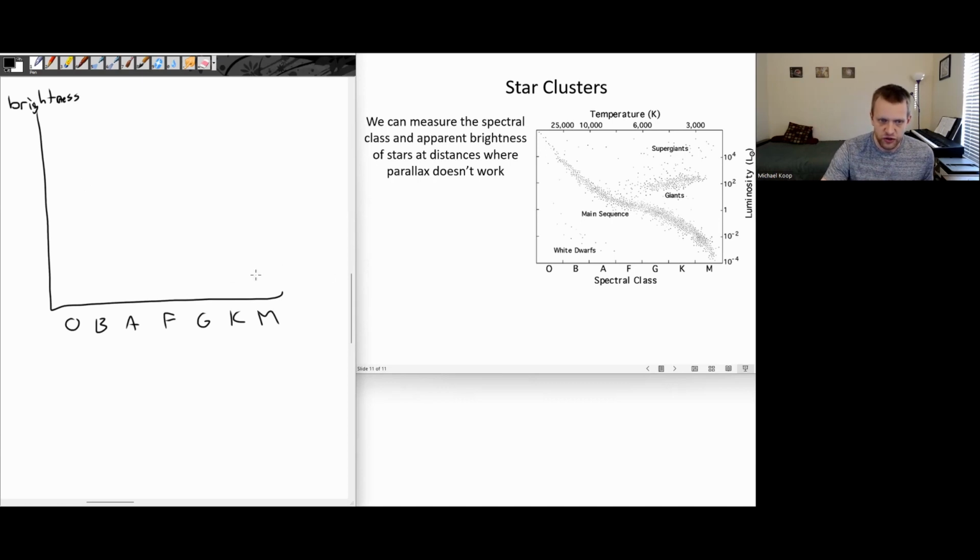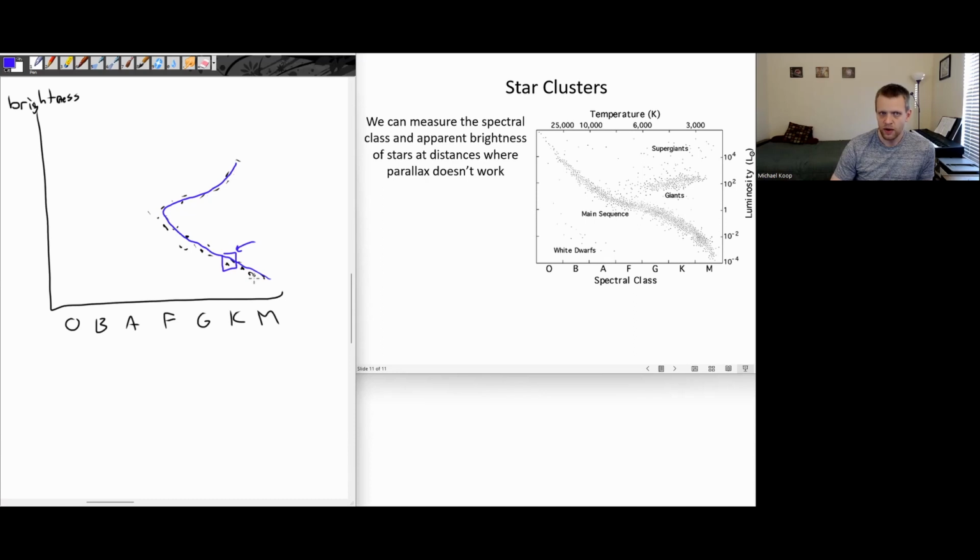If I look at this cluster of stars, I might find something like this. If I start drawing dots where I see some of these stars, I might get something that looks kind of like this, something that has this sort of shape to it, and it swoops back and does something like that. So let's say I have that particular star cluster, and let's say I pick out a particular type K star, this one right here.